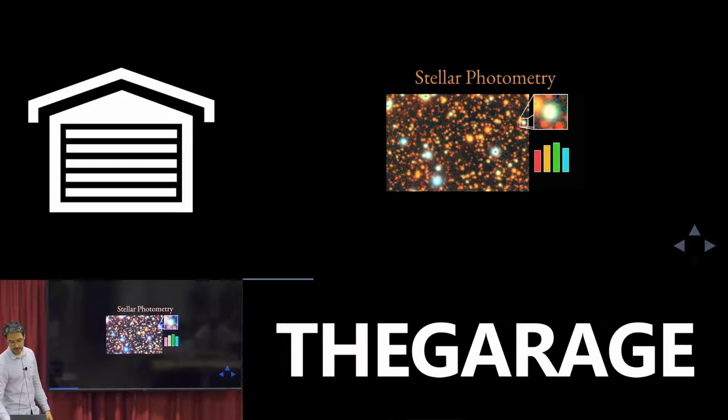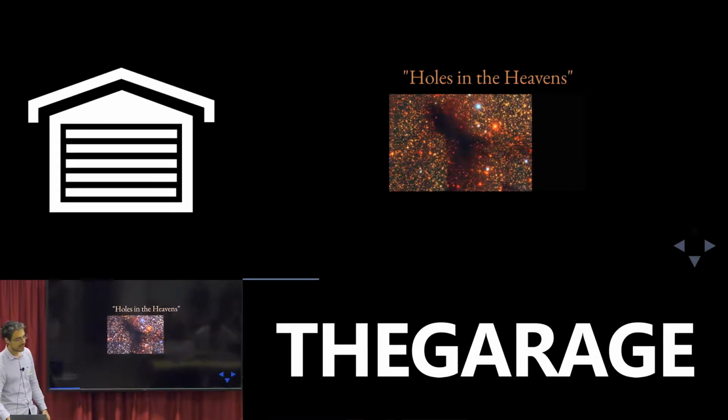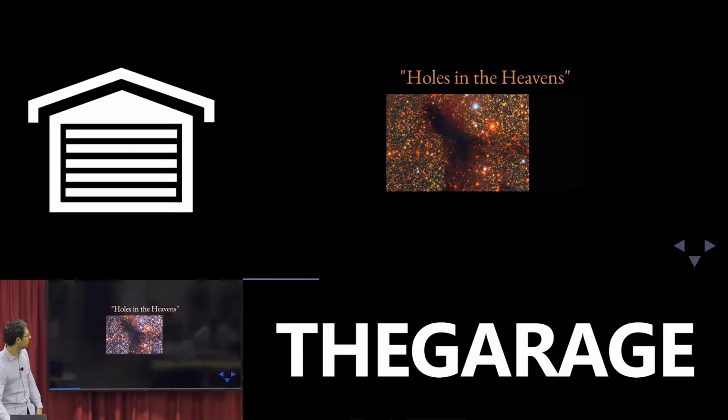But actually, I'll ask you a question now. So there are these parts of the sky that look like this. And William Herschel in the 1700s called these things holes in the heavens. And there are these regions where you just don't see any stars. So do you have any ideas why we don't see any stars there?